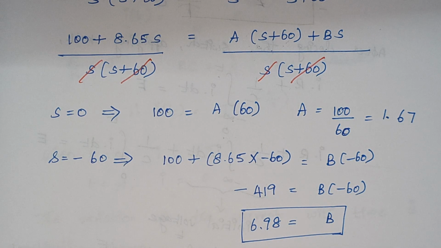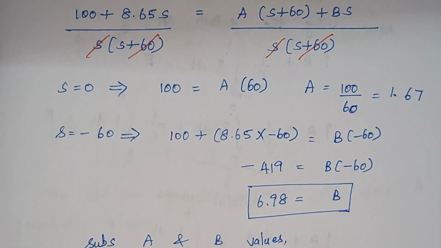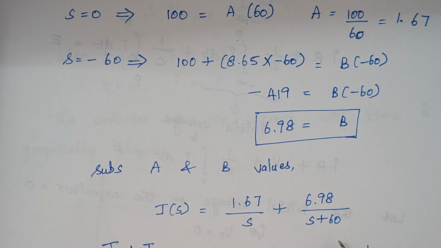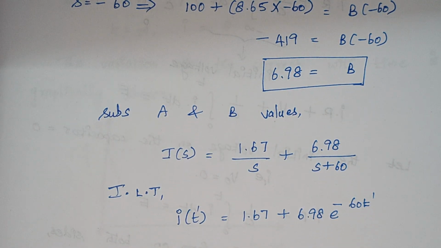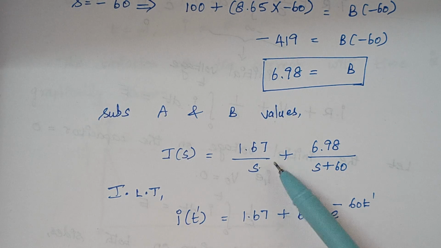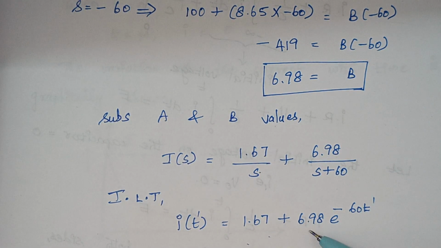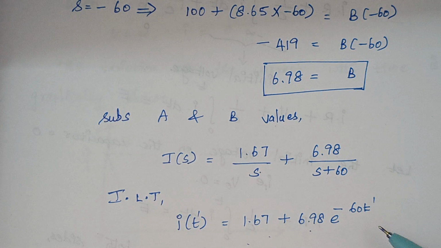Right. Now substitute the values of A and B in the expression of I. So I of S is given by this expression. Right. But we need I of T, that is the transient current. So here when you take inverse Laplace, what happens? 1.67 by S becomes 1.67 and this 6.98 by S plus A is given by e to the power minus at. So here it is T.